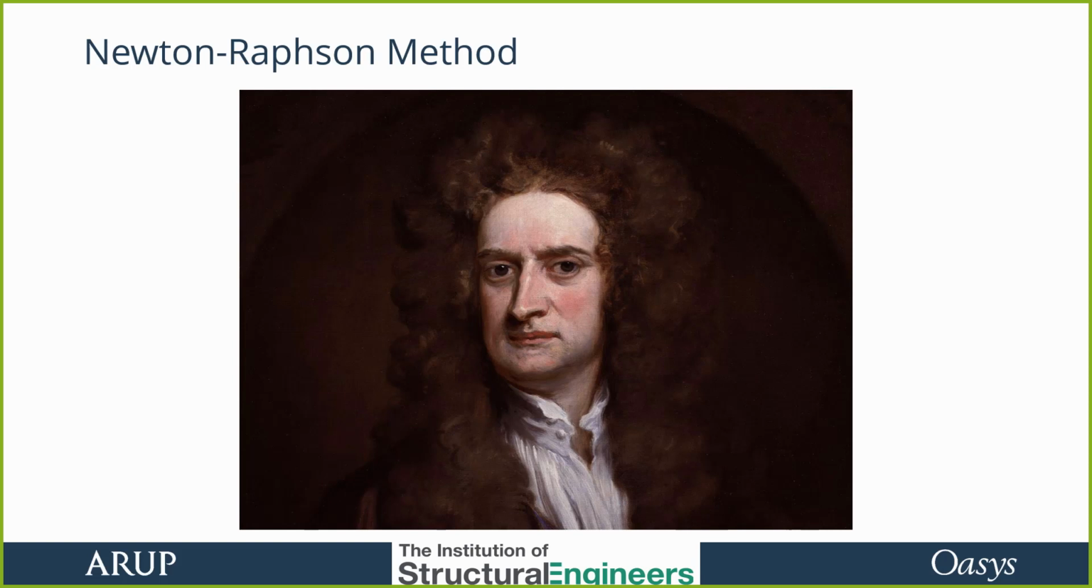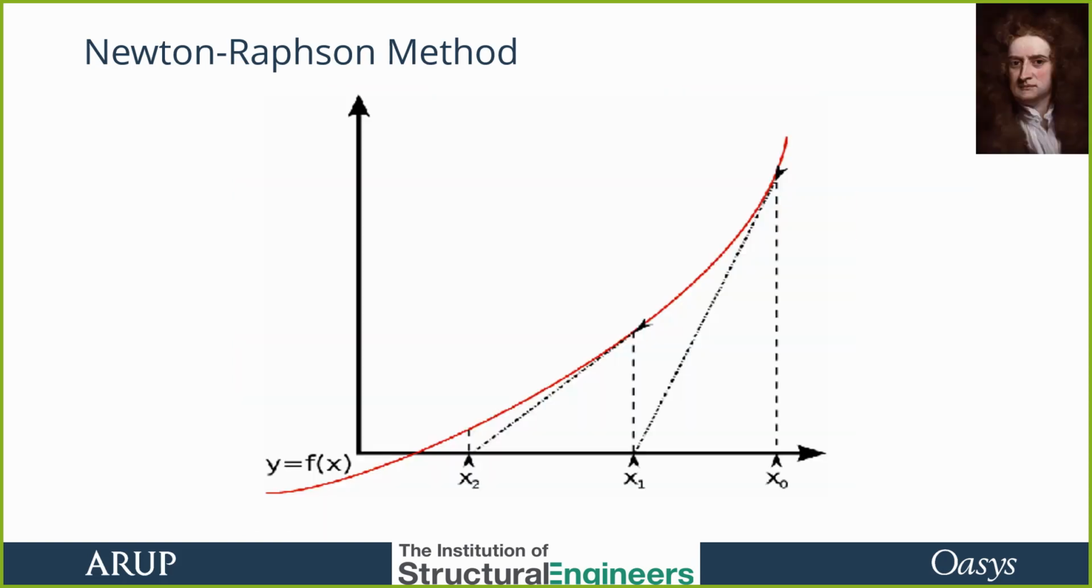Alright, Newton again, this time Newton-Raphson. So yeah, we talk about the slope of the structure, and interesting to note that if you're doing a finite element analysis, the stiffness matrix will actually give you the slope of the structure, or the tangential stiffness, if you want to be particular.